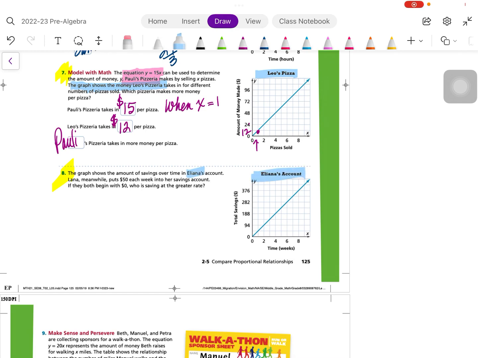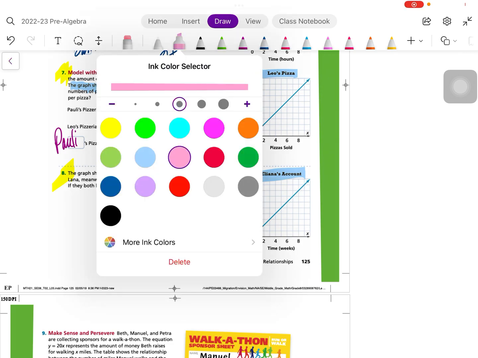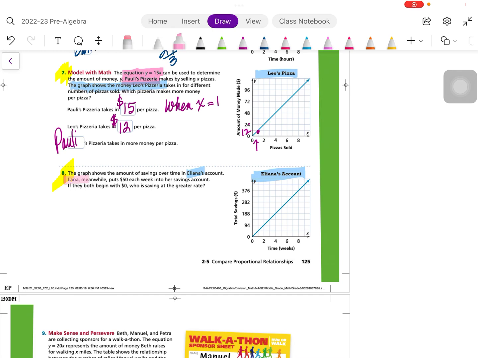Her name was Eliana. Lana, meanwhile, puts $50 a week. Okay, so this is Lana, $50 a week into her savings account. If they both begin with $0, who is saving at a greater rate?